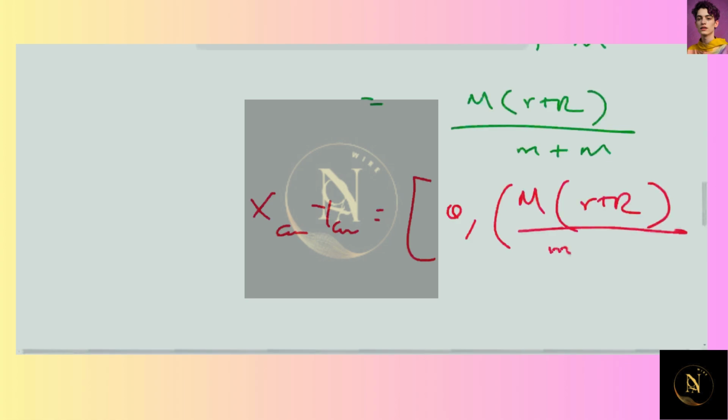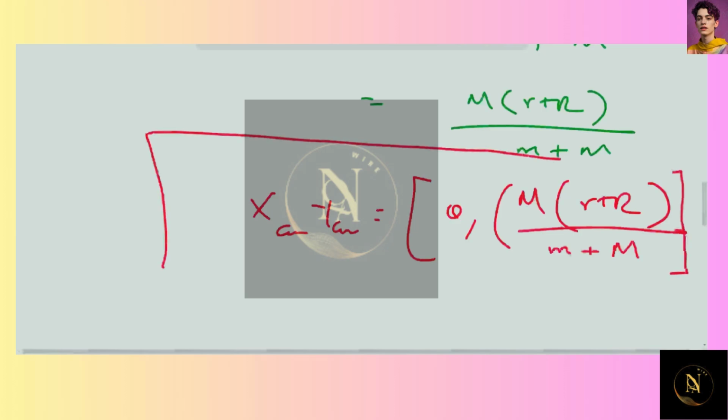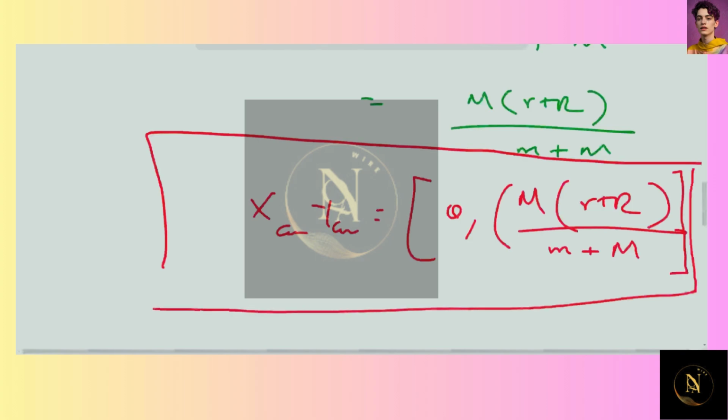So the solution for this one is the X center of mass and Y center of mass is going to be 0 comma capital M. So you want to distinguish the M's. There's a smaller one and the capital one. This is capital M, R plus R, small m plus capital M, like that. And that's our center of mass. Of course, the Z, you can include the Z center of mass, but that's just going to be 0 anyways.